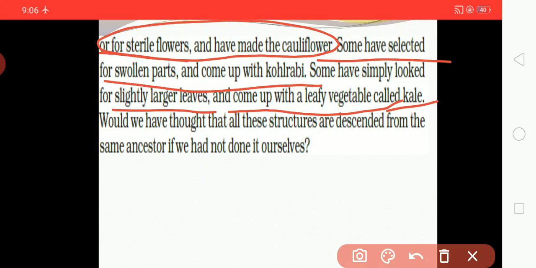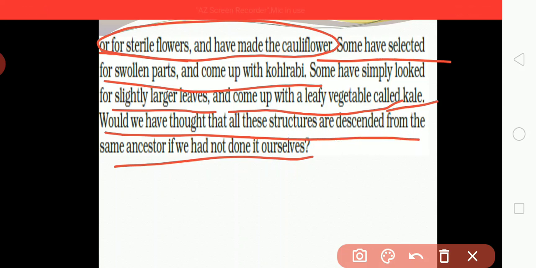So the leafy vegetable is called kale. Some were selected for the swollen part and came up with kohlrabi. Would we have thought that all these structures are descended from the same ancestor if we had not done it ourselves? If we had not done it ourselves, we would not know that all of them contain the same ancestor.